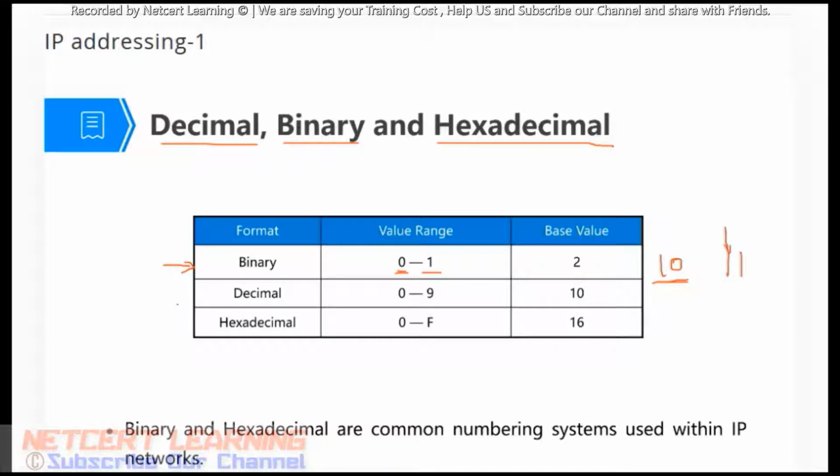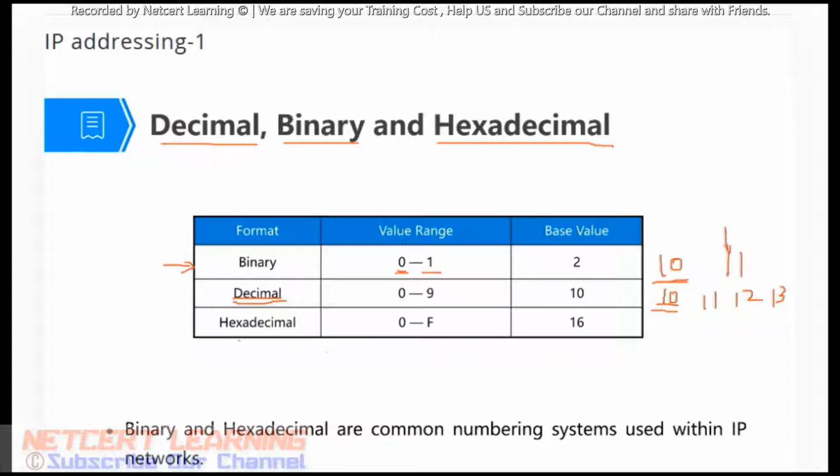And then the decimal. Decimal is what we use daily. The values go from 0 to 9, and then 10 is written as 1 0. This is 10, and 11, that's 12, that's 13.